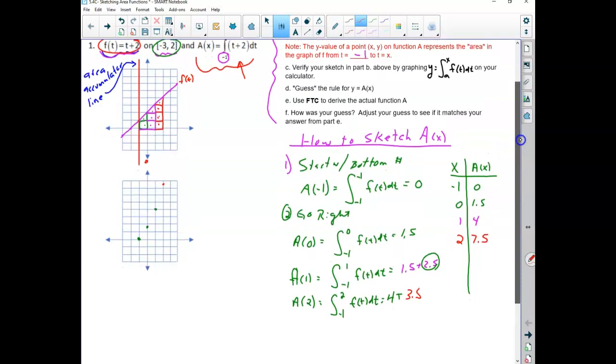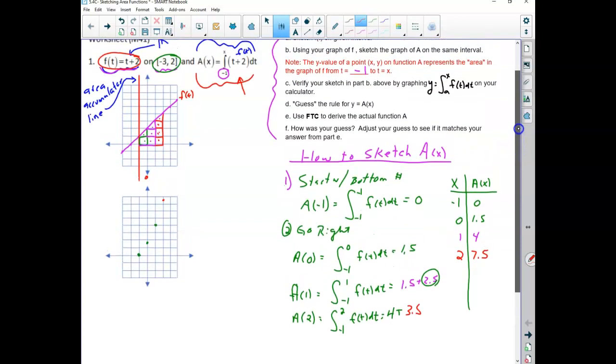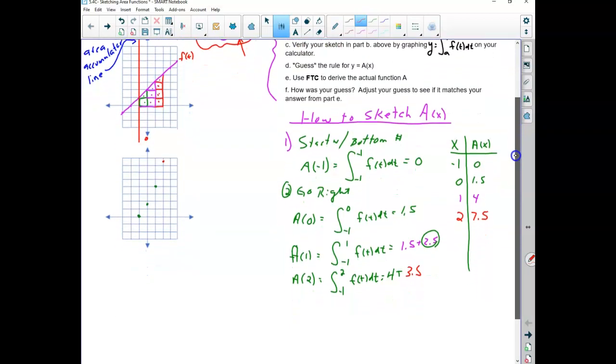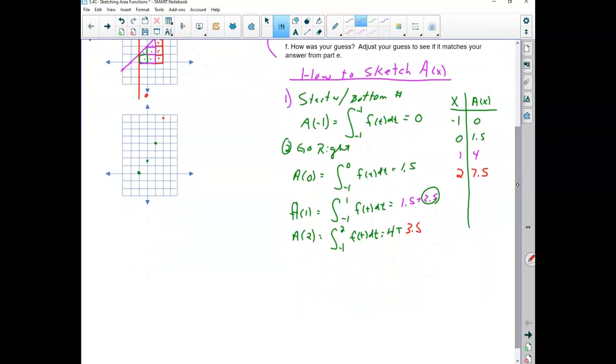Well, now I got to my endpoint of 2. Now I need to find a couple more. Now that I went right all the way to 3, I'm going to go left. And remember, when we go left, crazy things are happening. So now I want to find what is A of, well, we started at -1. What's A of -2? Well, that's going to be the integral from -1 to -2 of f of t dt.